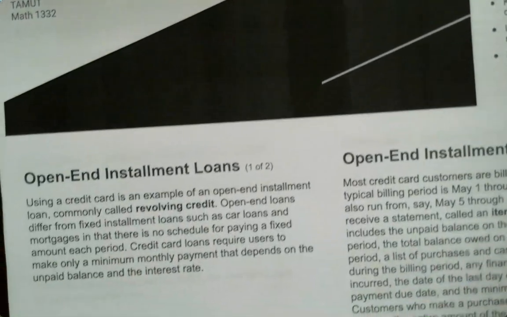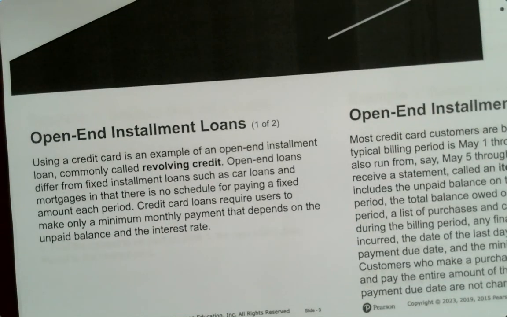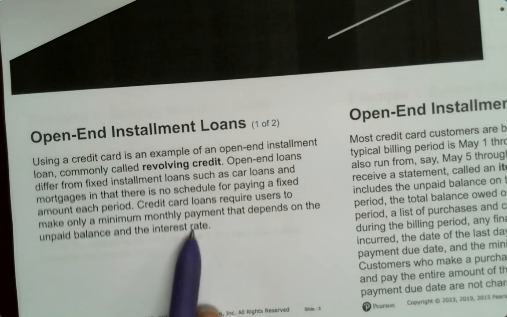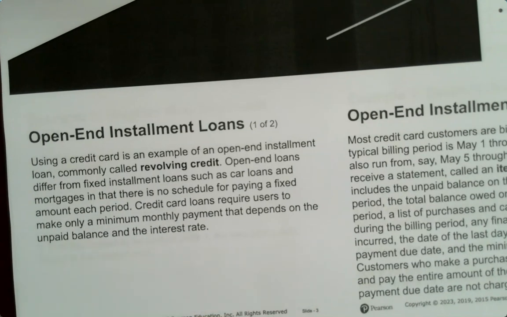So a credit card is an open-end installment loan, often called revolving credit. It requires you to make minimum monthly payments depending on the balance and interest rate. So your balance and interest rate might change throughout. Definitely your balance changes while you have this credit card because you buy stuff, you make payments, so it's constantly changing.